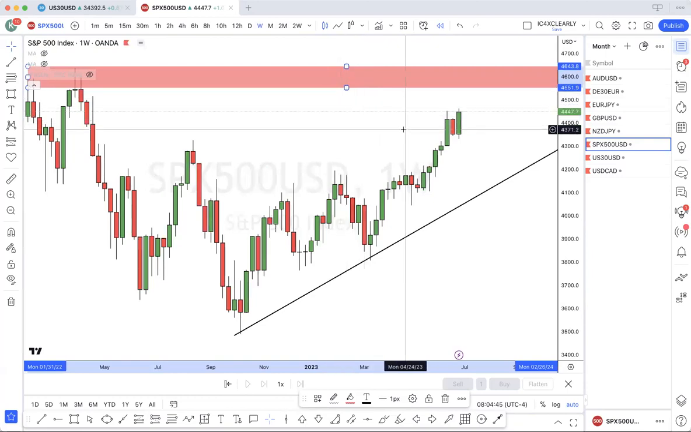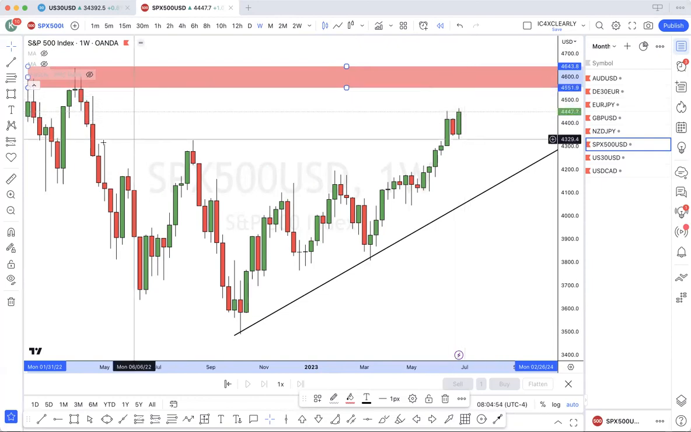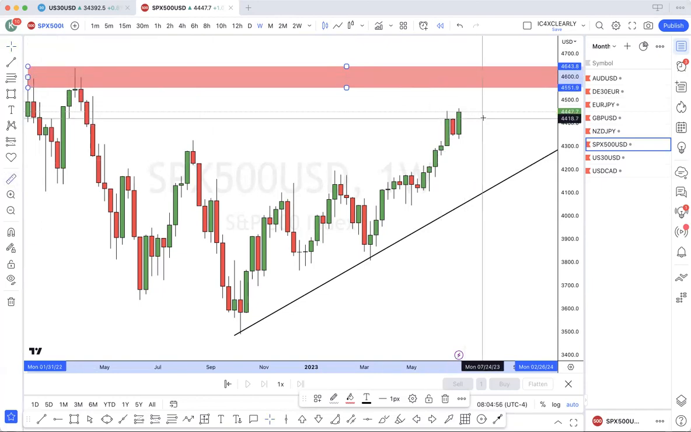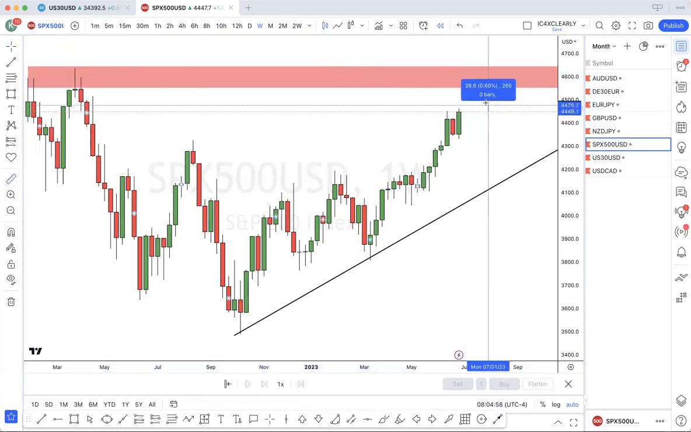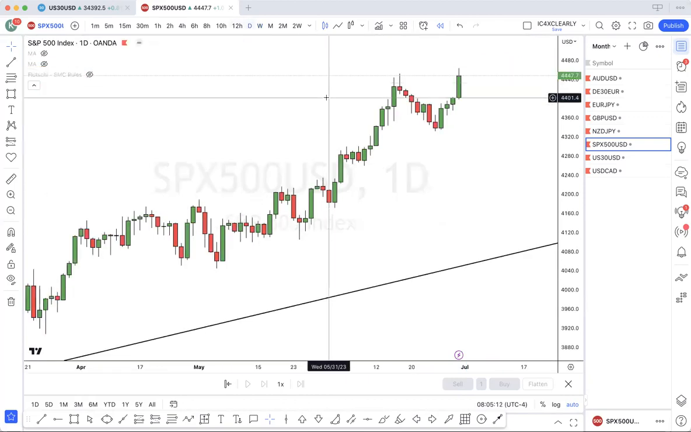Okay, the weekly is bullish. So we're looking for a little pullback for continuation. So I will be looking for buys once we get a little pullback. Let's go to the daily.